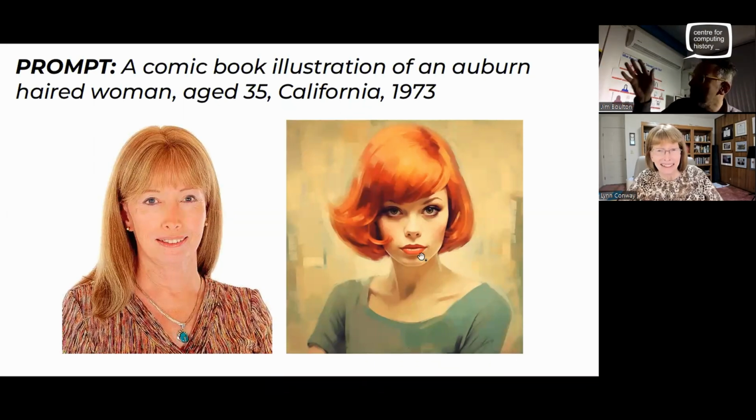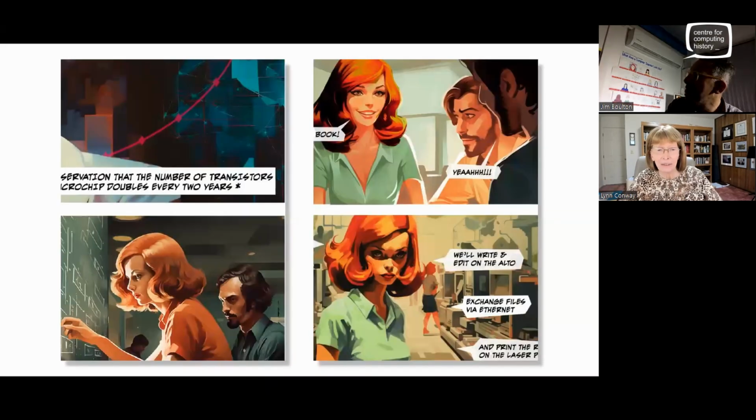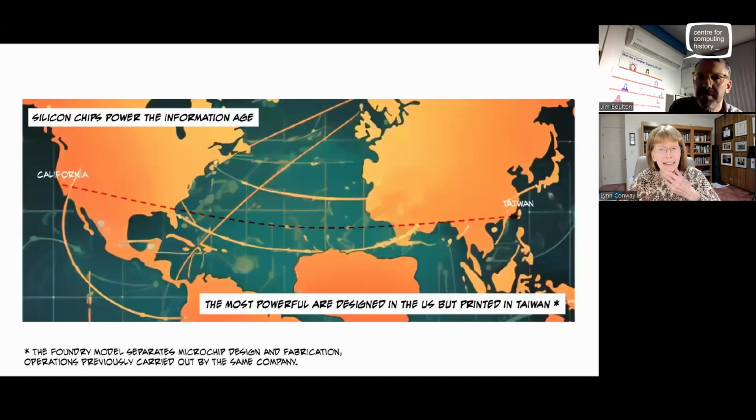So that's the original image. I uploaded that image of Lynn from Wikipedia, and I said, imagine this woman aged 35 in California in 1973, and that's the image that it created. So I used that as the base image when I was trying to generate the rest of the images, and there's some consistency. Those 2 are fairly consistent. But I think these 3 images, particularly the bottom right, look similar, but the other 2, ish, but it's quite difficult to get that consistency.